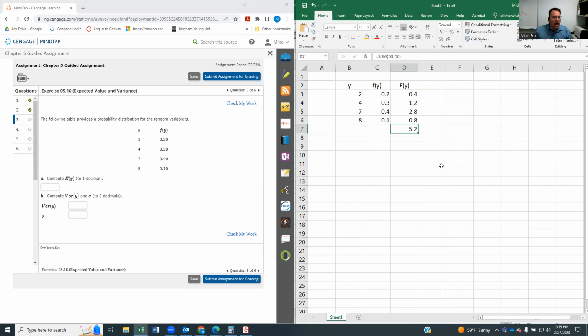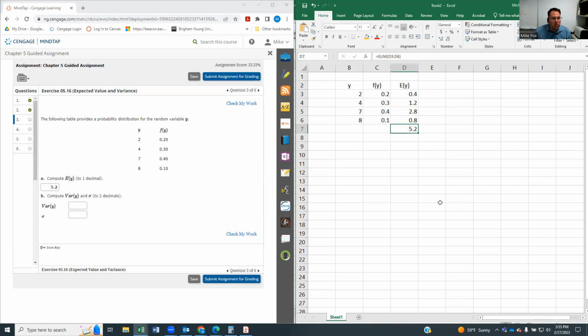If you think about it, it's just an average of each of these. And so if the probability that it's 2 is 20% and 4 is 30% and 7 is 40% and 8 is 10%, then our average value is going to be somewhere between 3 and 4, and it's 5.2. So the formula will just say that the E of y, which is the expected value of y, is the sum of y times the function of y. Okay, that's what the formula says. So we're going to put in 5.2.